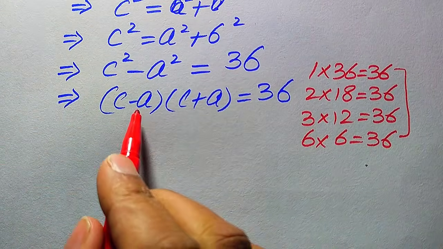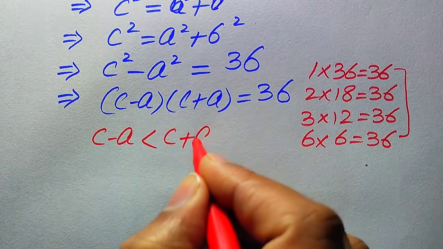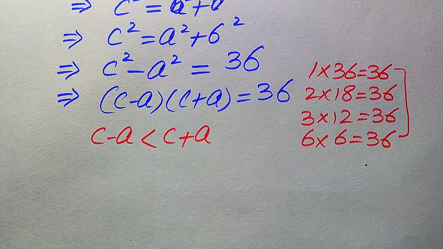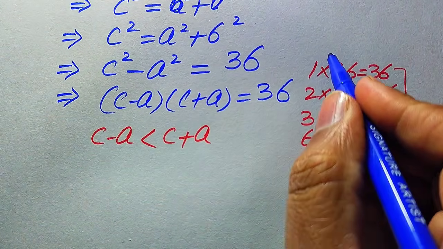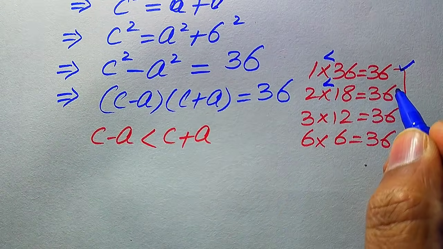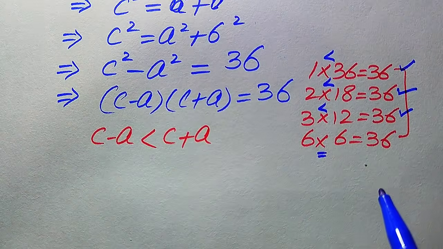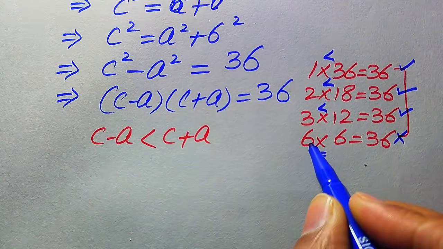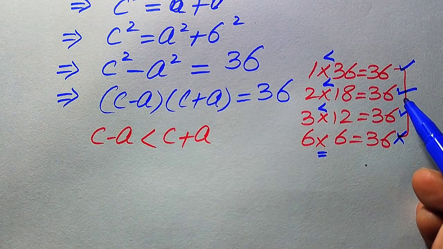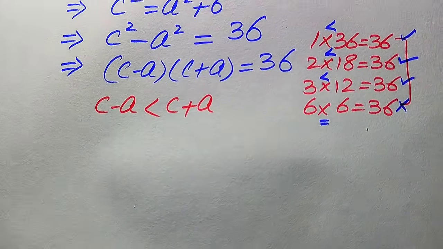And now if we make the relation between these two factors, you see here c minus a is always less than c plus a. So here we choose those pairs in which the first is less than the second. So 1 is less than 36, we choose this one, 2 is less than 18, we choose this one, 3 is less than 12, we choose this pair, and 6 is equal to 6, so we reject this case because 6 is not less than 6. Okay, so there are three possibilities in which we can get the values of c and a.